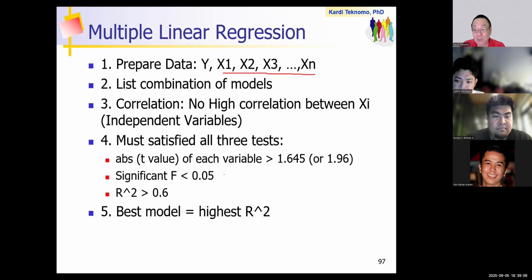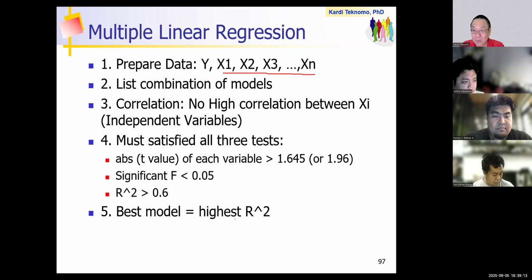You don't just use R square, you know. If you just use R square to select the model, you can get it wrong. Why? Because if they are highly correlated, the R square will always be very high. But that's cheating. By cheating, I mean you get overfit. That means you cannot use this for prediction.